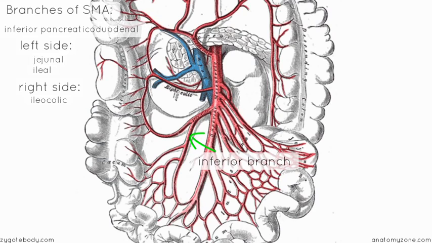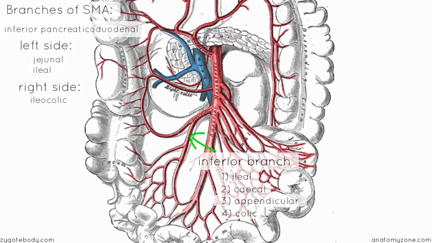But if you think logically of the structures in the right iliac fossa, then you'll be able to remember the names of the structures that the ileocolic artery supplies. So the inferior branch has four branches. So what's in the right iliac fossa? You've got the distal ileum, so that's supplied by the ileal branch. You've got the cecum next, which comes after the ileum, so that's supplied by the cecal branch. And you've got the appendix, which comes off here, so you've got the appendicular branch. And you've got the start of the ascending colon, so you've got a colic branch.